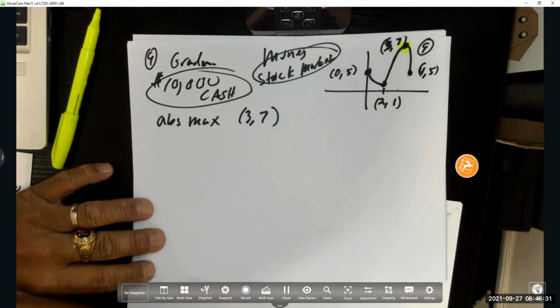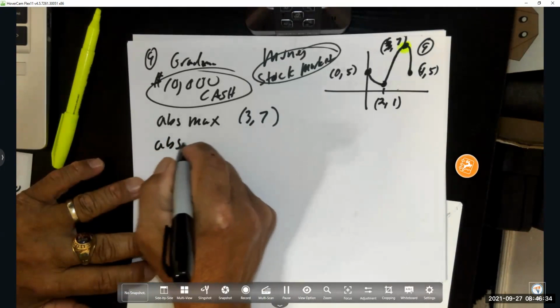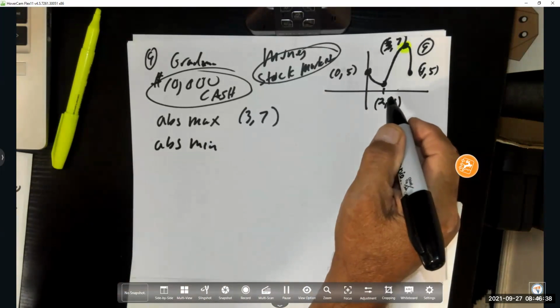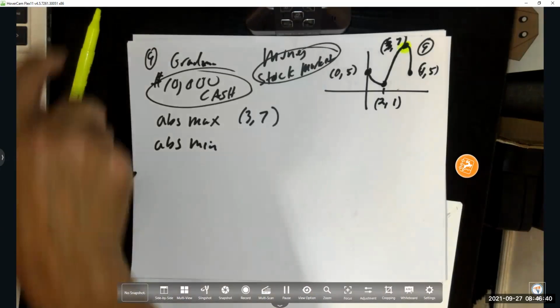Or the absolute min, you say, oh man, I'm losing money. I don't want to, I made money now. So the absolute min, is it going to be this one here? Yes or no?